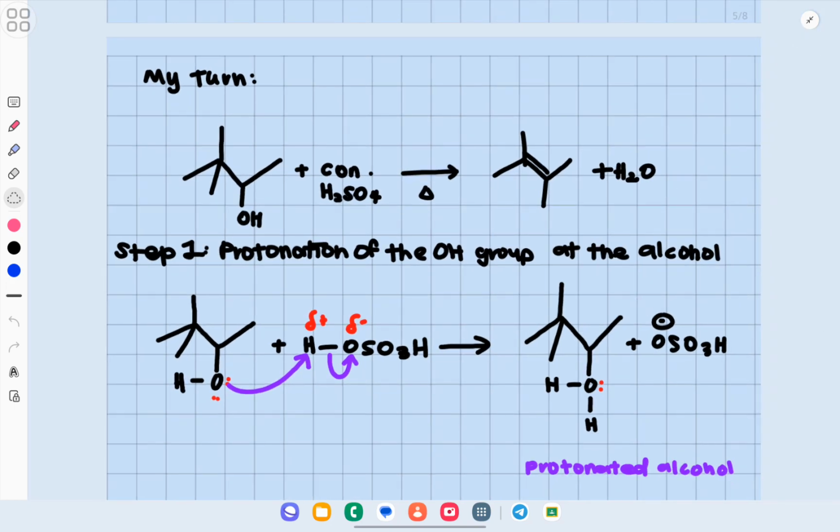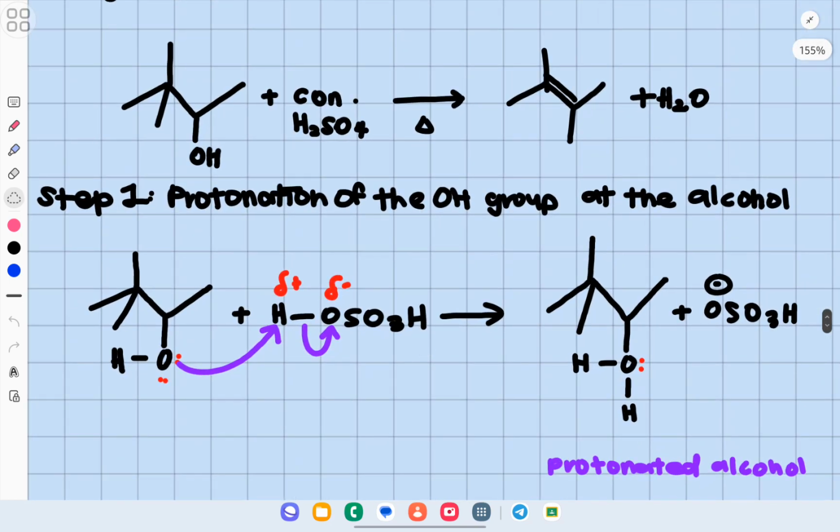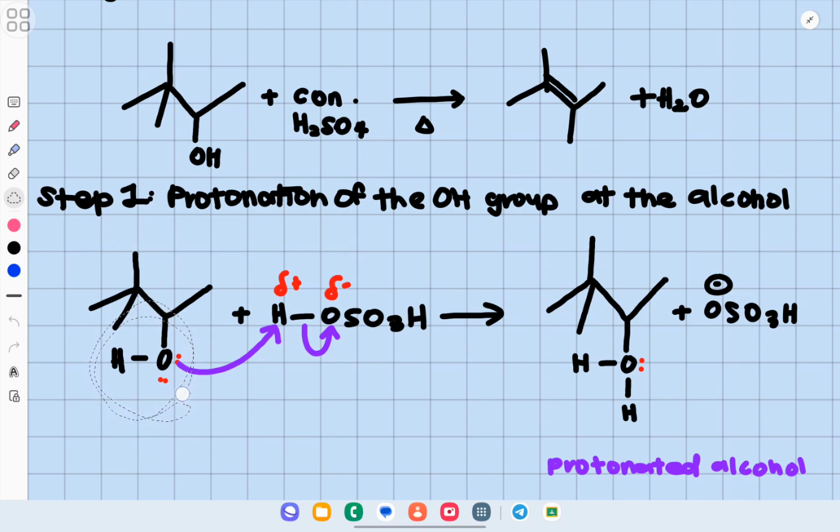The first step is protonation of the OH group of the alcohol. The OH group will become the nucleophile site. The nucleophile site will attack the electrophile site. The OH will become the nucleophile site because it has the functional group here. So the functional group is OH, and the OH will become the alpha bond.